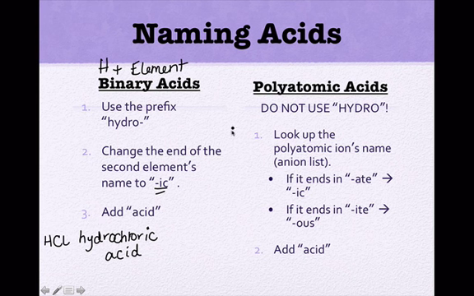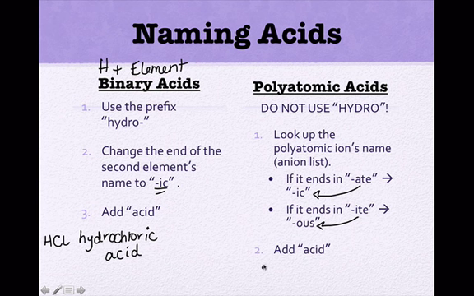If it's a polyatomic acid, we don't use the prefix hydro. All we do is we look up the polyatomic that's attached to the hydrogens, and we have to look at the ending of the polyatomic. If it ends in ate, it becomes ic. If it ends in ite, we change it to ous. And a saying that I use to remember this is that I ate something icky. So you can remember that ate becomes ic, and then the other one must be the ite to the ous. And then we also add the word acid.